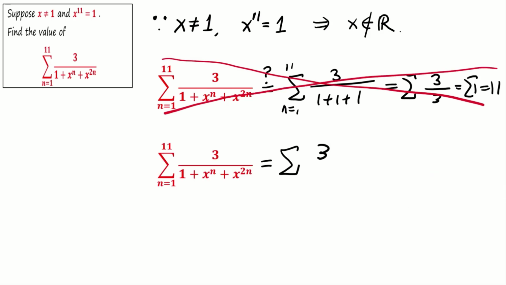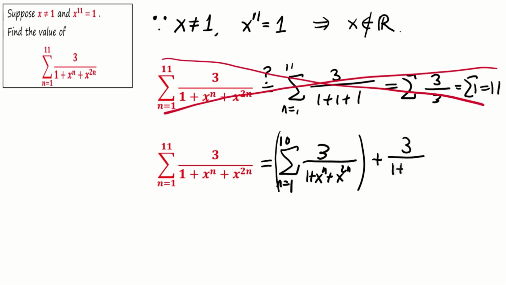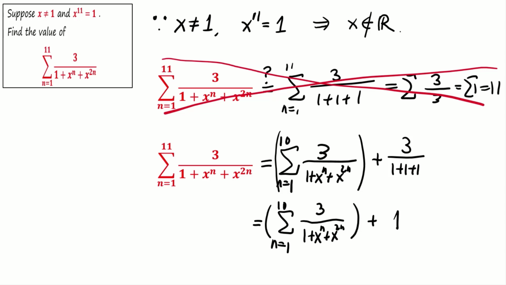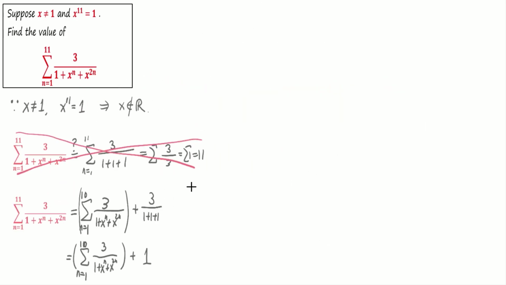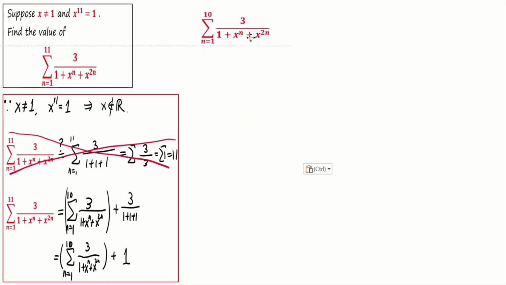However, we can write this summation as the sum of 3 over 1 plus x^n plus x^(2n), n running from 1 to 10. And for n equals 11, we see that this is 3 over 1 plus 1 plus 1, which is 1. Now let's focus on this summation from n equals 1 to 10.